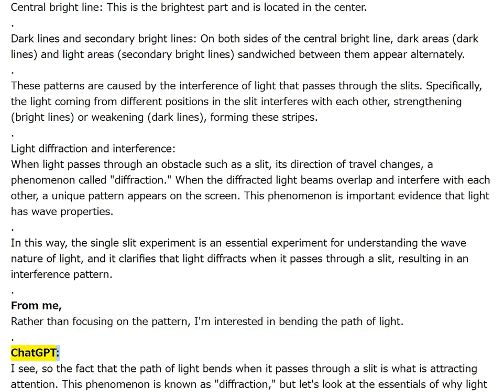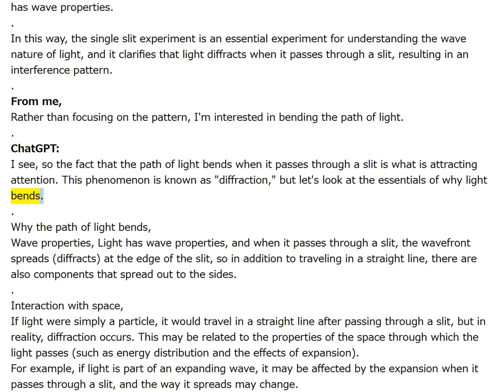ChatGPT: I see. So the fact that the path of light bends when it passes through a slit is what is attracting attention. This phenomenon is known as diffraction, but let's look at the essentials of why light bends. Why the path of light bends. Wave properties: light has wave properties, and when it passes through a slit, the wavefront spreads, diffracts, at the edge of the slit, so in addition to traveling in a straight line, there are also components that spread out to the sides. Interaction with space.